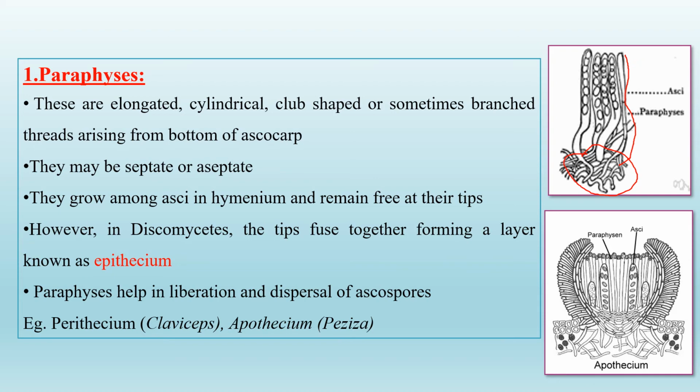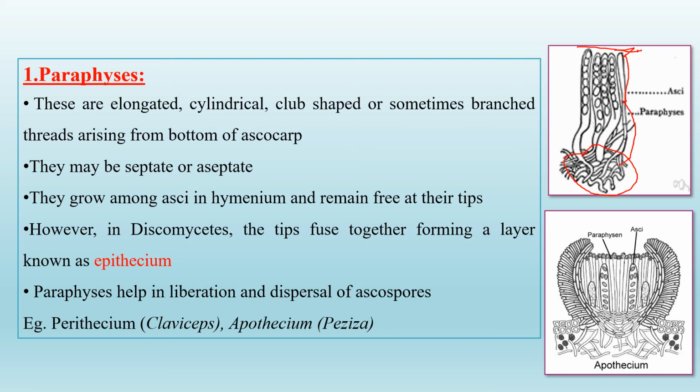They may be septate or aseptate. Here we can see some small septation. So either they may be septate or aseptate, that is, septation is absent, and they grow among the asci in the hymenium and remain free at their tips. Hymenium is a definite layer, so they are arranged in a definite layer and they remain free at the tip. They do not fuse. In the case of Discomycetes, the paraphysis tips fuse together, forming a layer, the epithecium. Already I gave this term epithecium in the fruiting body. If the paraphyses are fused at the top, they are known as epithecium.